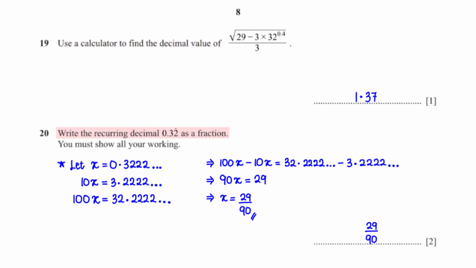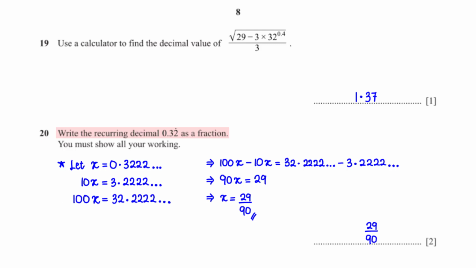Write the recurring decimal 0.32 as a fraction. You must show all your working. The dot is placed on 2 in 0.32, which means 2 is the recurring number. Let's call this decimal x. So we have x equals 0.3222. If we multiply this decimal by 10, this is what we get. And when we multiply it by 100, we get this.